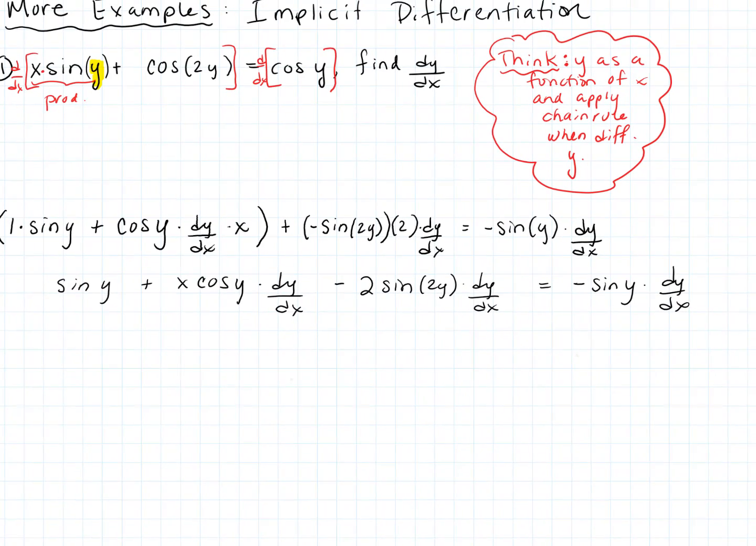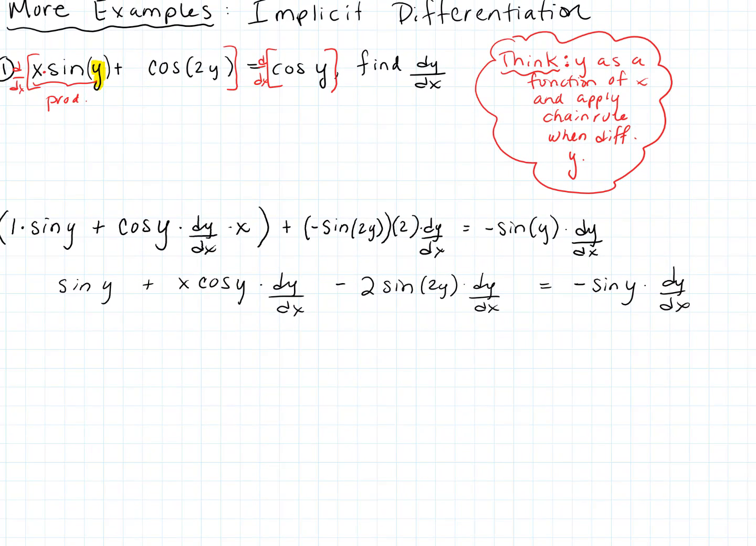Okay, now the only thing left to do is to collect all my terms with dy dx in them, factor that out, and everything else on the other side. So what I'm going to do is add the sine of y dy dx and subtract the sine of y.